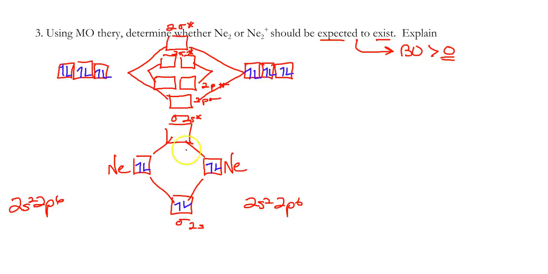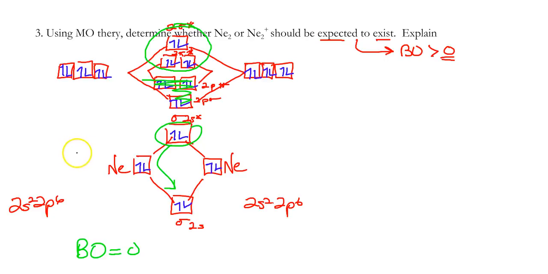So we're going to fill this up, that's going to cancel, and we have what? 6 plus 6, 12 electrons. 1, 2, 3, 4, 5, 6, 7, 8, 9, 10, 11, 12. And if you notice something, we have 3 anti-bonding orbitals filled, which will cancel these bonding orbitals, and we have 1 canceling this one. So the bond order will be 0 and Ne2 does not exist.